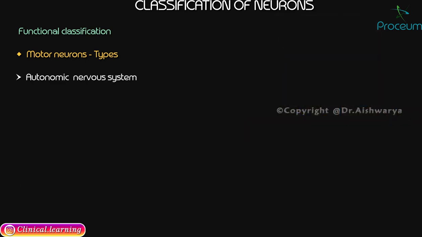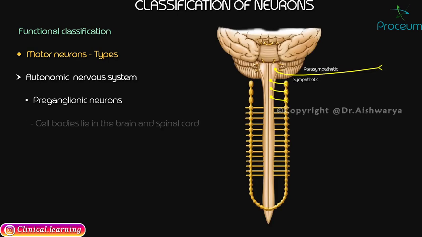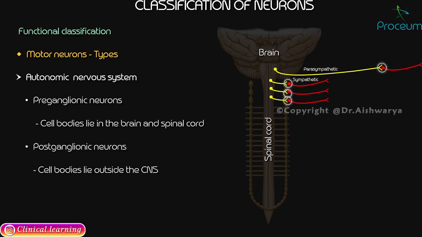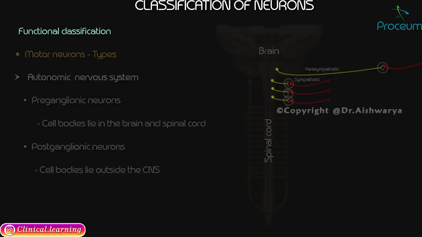The neurons of the autonomic nervous system are divided into preganglionic as well as postganglionic neurons. So what are preganglionic neurons? In the preganglionic neurons, the cell bodies lie in the brain as well as in the spinal cord, but in the postganglionic neurons, the cell bodies lie outside the central nervous system.